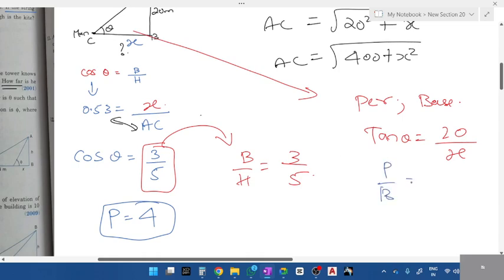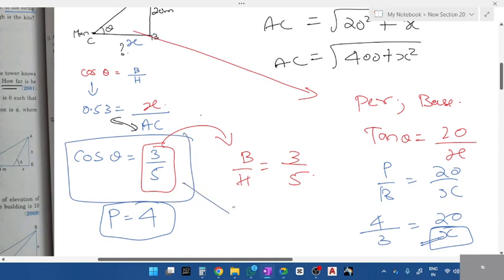What is tan theta value? Perpendicular by base. So what would have been the perpendicular value? 4 divided by what is base? Base is equal to 20 by x. Here we would have found the value of x, right? When could we have used this concept, students? When the cos theta value is given in fraction. If it's given in fraction, it is very simple. We just convert and use.